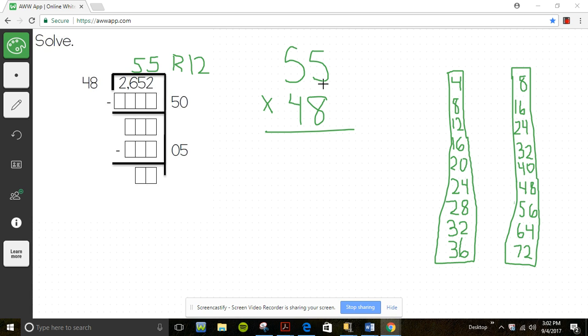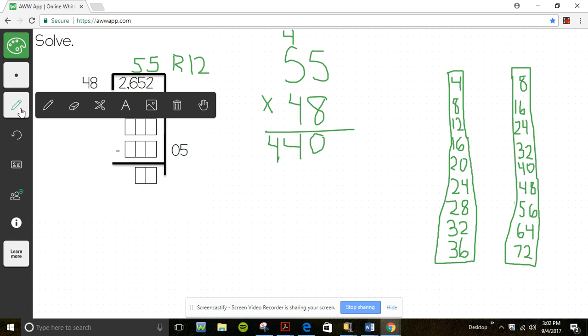8 times 5 is 40. So we put a 0 here. And remember, it's important about the columns. And some of you are using the line paper and making sure that the lines are in between. That is fantastic. 8 times 5 is 40. But again, we add our top, which makes it 44. So we are finished with our first row.